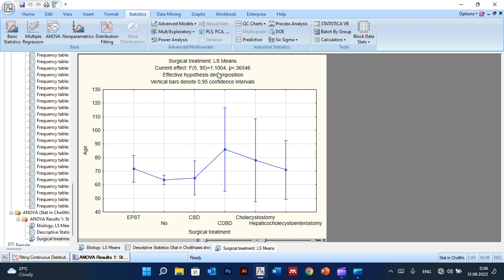So you see that it is also statistically not significant. The most commonly reported surgery, in age of approximately 85, the CDBD surgery is most frequently done for patients of this age. But again, it is statistically not significant. We cannot say it with more than 95%. Statistically significant means 95%, 0.05. So it is statistically not significant.